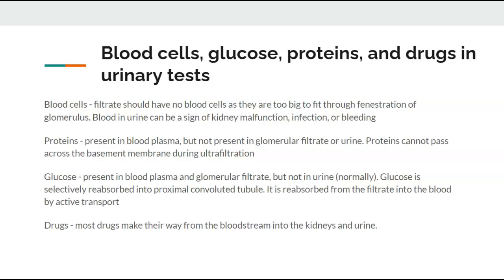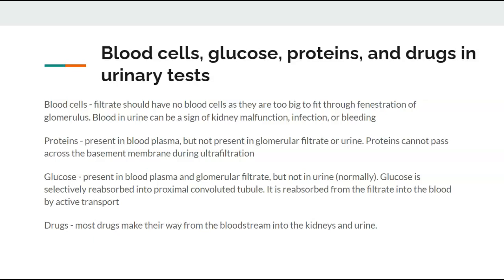Proteins are present in the blood plasma but not present in the glomerular filtrate or urine, ideally. That's what happens, right? Proteins are in your blood always, but you don't want them in your urine because they can't really pass across the membrane because they're too big. And then glucose, again, present in blood, not in urine. Normally, if it is present in urine, typically that's a sign of diabetes. It's selectively reabsorbed, and it's reabsorbed from the filtrate into the blood by active transport.